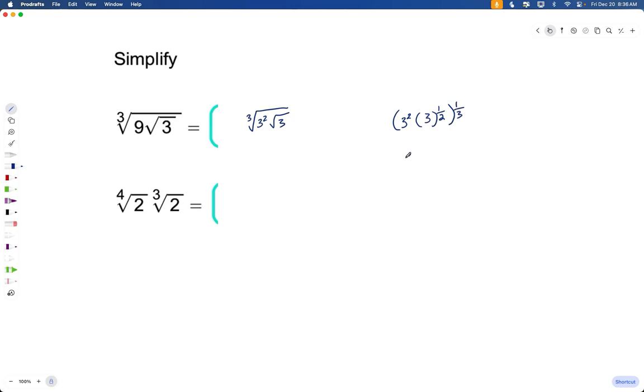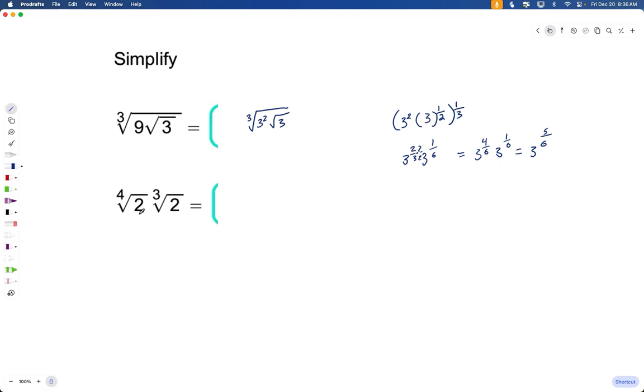So this would be 3 and 2/3 times 3 and 1/6, right? Because 2 times 3 is 6. We want to make sure this matches, so we multiply by 2 over 2. So that would equal 3 and 4 over 6, times 3 and 1 over 6, which equals 3 and 5 over 6.